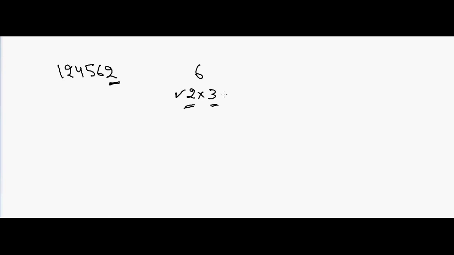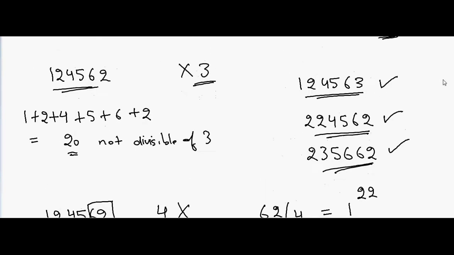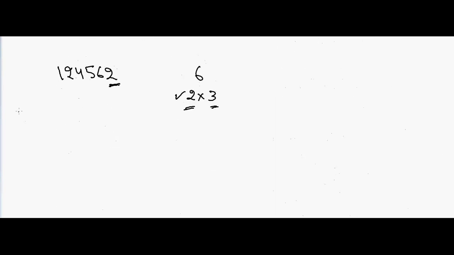But we did the test before and we found out that the sum was 20. So if I add all these numbers together, 1 plus 2 plus 4 plus 5 plus 6 plus 2 is 20, and 20 is not divisible by 3. So this is not divisible by 3, and that's why this number should not be evenly divided by 6. But how can we modify this?